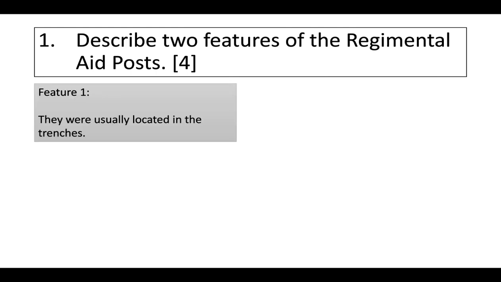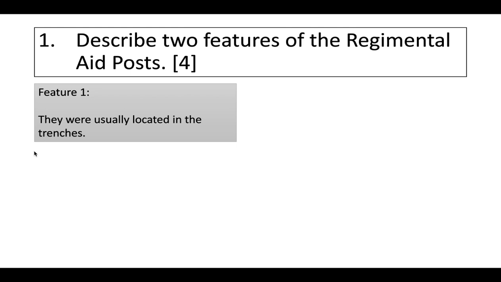So, question one is always describe two features of, and this will be something on the Western Front. Something about medicine on the Western Front. The first part of the paper is always about medicine on the Western Front for us. So in this case, it says here, describe two features of the regimental aid posts. And obviously, you'll have done a bit of revision about what the regimental aid posts are for your exam, but you just have to simply identify a feature.